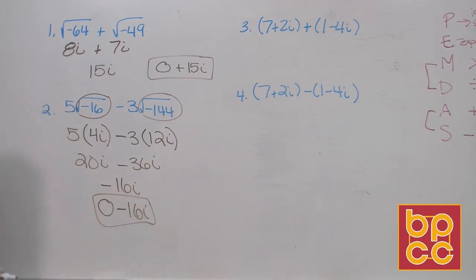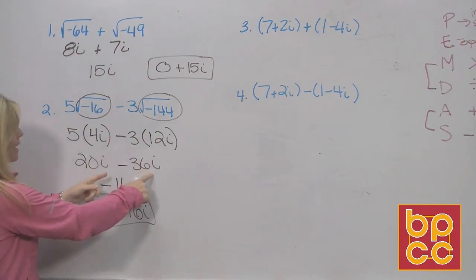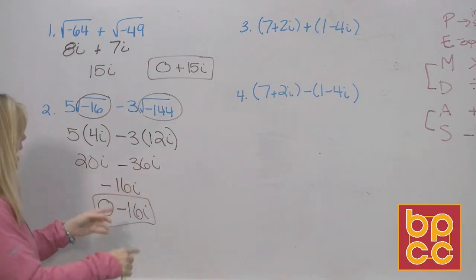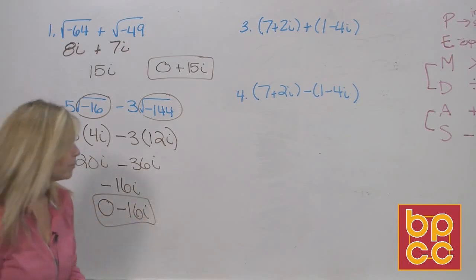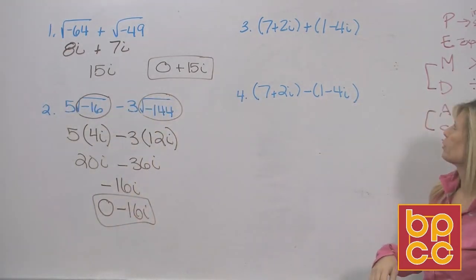See how easy that is? Think of the i just like the variable x. When we add x's, we don't change the letter. So when we add i's, we keep the letter. All right, go to example 3.